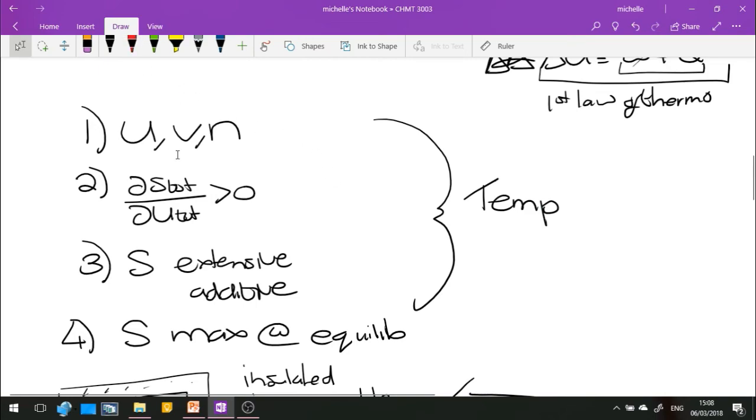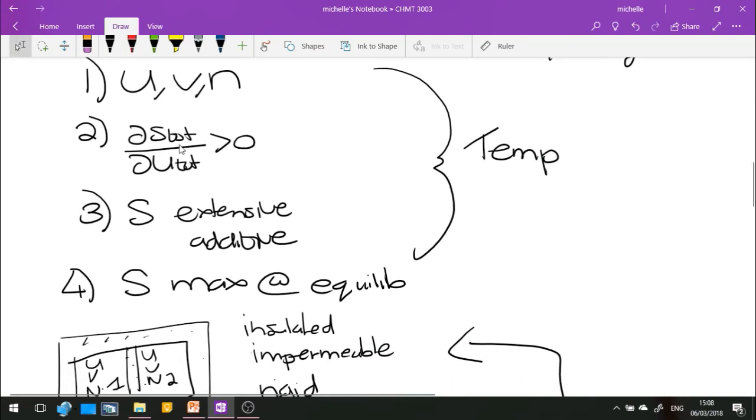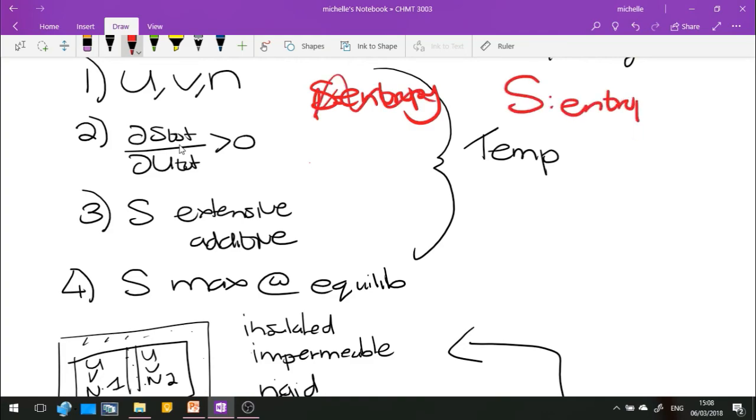But now at least we know a bit more that a system can also be described by entropy. So S equals entropy. You know these properties of entropy: it's extensive, additive, and maximum at equilibrium, and dS total by dU total is greater than 0, which will help you understand entropy a bit more, and to understand where temperature fits into the great scheme of the physical variables.